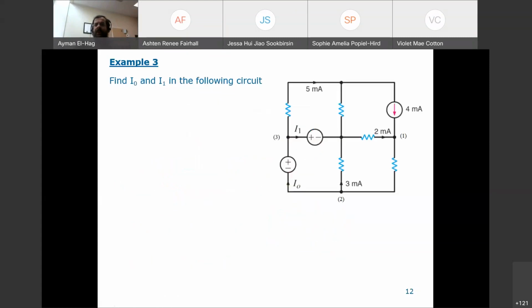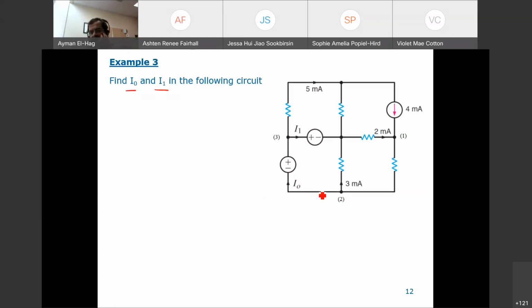Okay, now let's look here. Now things start getting harder and harder. Here we want to find I0 and I1. So what is I0 and what is I1? Where is I0? This is I0, this current. Now this current will be the same current until it reaches a node.